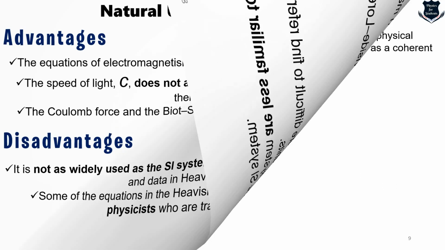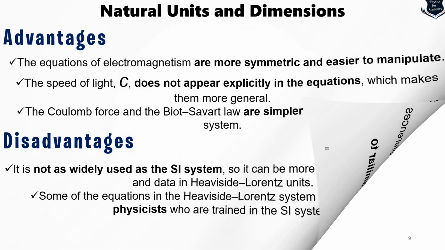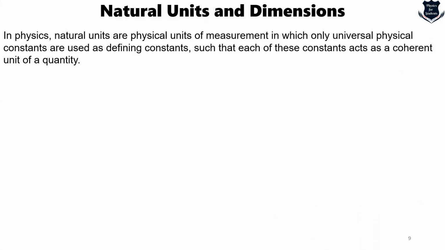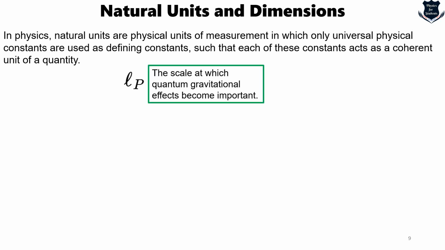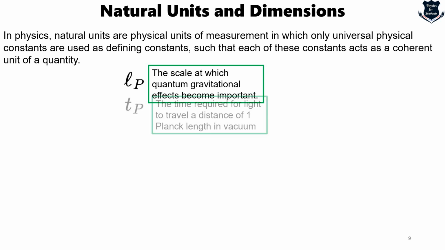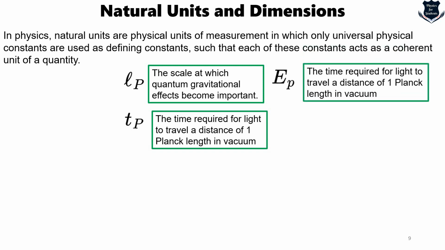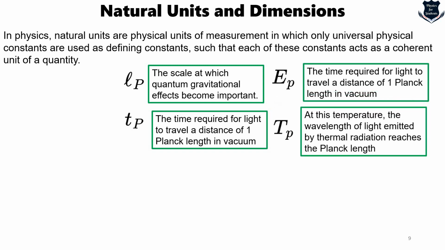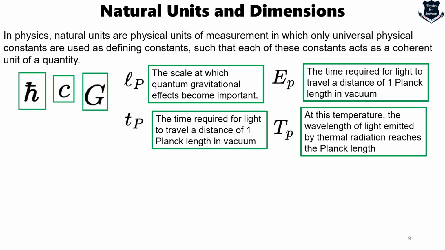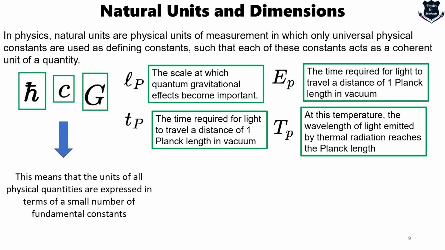Now the next thing that we are interested to know is natural units. In physics, natural units are physical units in which universal physical constants are set to given values. For example, if I take Planck's constant and the entire series, L_P denotes the Planck length, where gravitational effects become important, Planck time is the time required for light to travel a distance of one Planck length, Planck energy, and Planck temperature. At this temperature, the wavelength emitted by thermal radiation reaches the Planck length. So we see the basic constants, that is Planck's constant, the speed of light, and the gravitational constant. This means that the units of all physical quantities are expressed in terms of these fundamental constants.